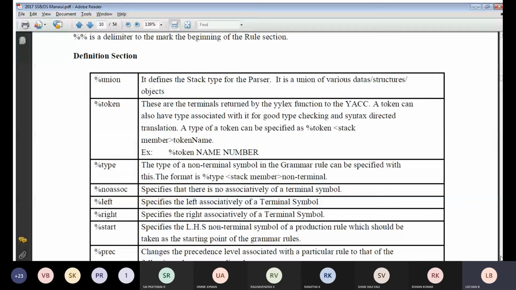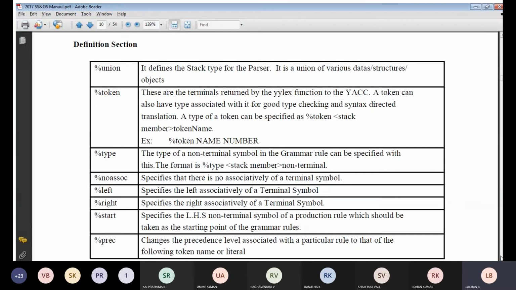First is percentage union. Percentage union basically we will be using for the stack type of your parser. I told you that whatever expressions you may write, you will have a stack operation. In that stack operation, that is last in first out, we are going to load all your input values. So this is as usual, what a stack does. Same logic we apply, as we use in data structures, or in your ADA concept, all those things.